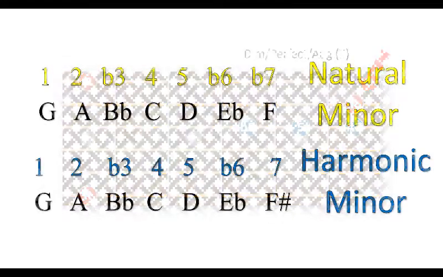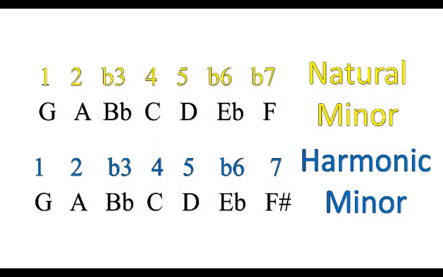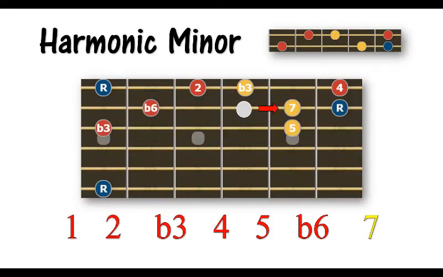Now, when we go from the natural minor scale to the harmonic minor scale, all we are doing is raising that flat 7 up 1 fret. The result is a slight change to each natural minor mode, so let's take a closer look. The gray note represents the 7th from the natural minor scale, and as I mentioned before, we just need to raise this 1 fret for the harmonic minor scale.